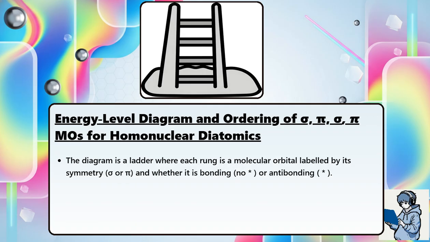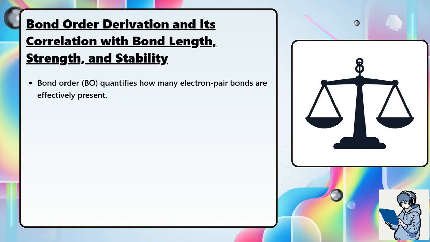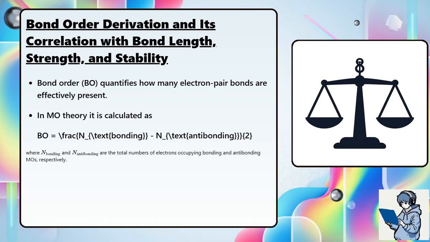The diagram is a ladder where each rung is a molecular orbital labeled by its symmetry, sigma or pi, and whether it is bonding, no star, or antibonding, star. Bond order (BO) quantifies how many electron pair bonds are effectively present. In molecular orbital theory, it is calculated as BO equals the difference between N bonding and N antibonding divided by 2. A higher BO means more electrons are stabilizing the molecule, leading to three observable trends.